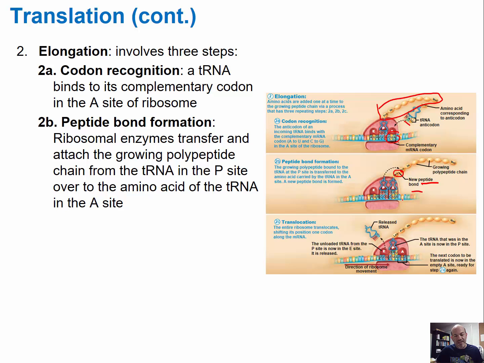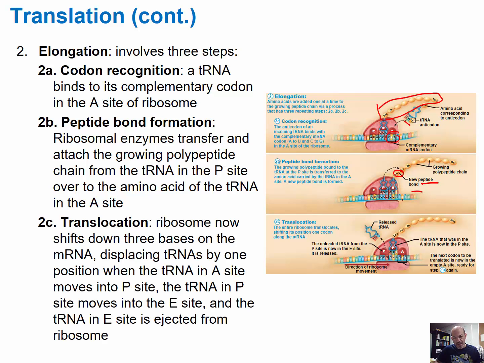And this is why that site gets its name of the P site, because this is where the peptide bond formation is occurring. And then we have translocation. And translocate means to move here. So here now, the ribosome is going to shift 3 bases on the mRNA, displacing the tRNA by 1 position. When the tRNA in the A site moves into the P site, the tRNA in the P site moves into the E site, and the tRNA in the E site is ejected from the ribosome.